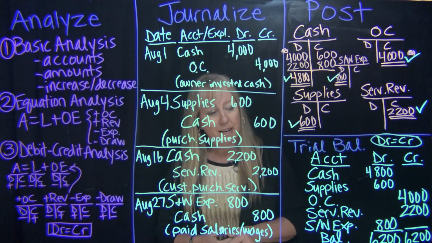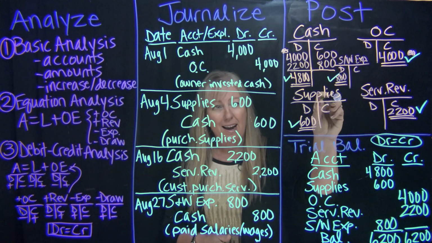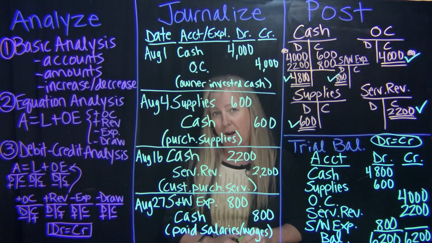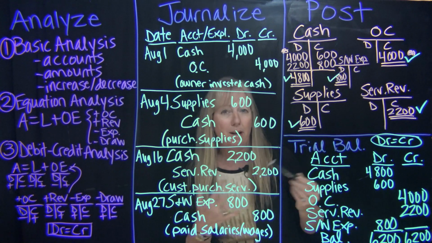However, if the trial balance is in balance, it doesn't mean it's all right, because maybe I was supposed to debit equipment and not supplies, and I read it wrong. And that means both equipment and supplies are going to be wrong.